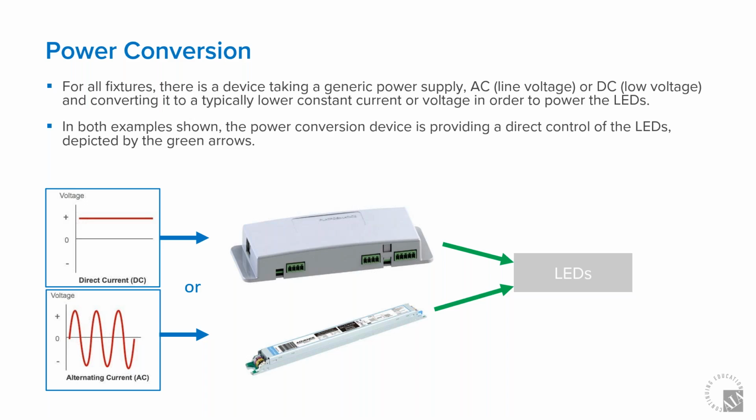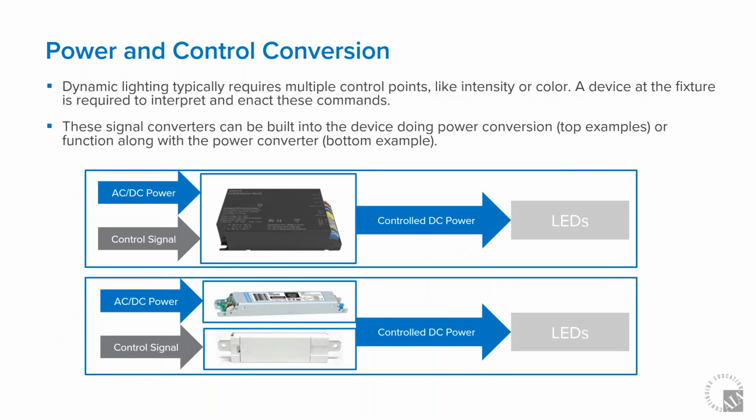Fixture manufacturers use a device called an LED driver or a node, which takes the line voltage present and converts it to a voltage which directly controls the LEDs. This configuration is typically used when there is a single point of control, such as dimming or color changing. Where there are multiple color points, if you want to dim and color change, a power and control signal is required to create dynamic lighting. A signal converter at the fixture is required to interpret and execute the control commands. Signal converters can be a single device which does power conversion and signal interpretation, and that's the top configuration.